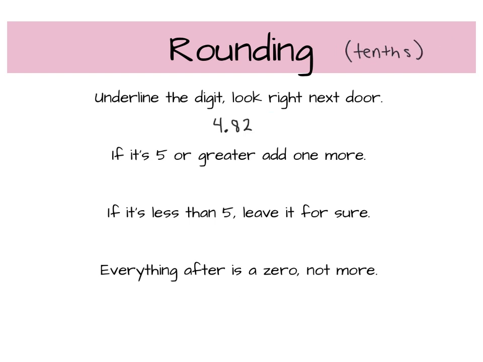And for our last example, we're going to look at 4.82, and we're going to round to the tenths position. We'll first locate our tenths position and underline it, and look right next door. So if it's 5 or greater, we'll add one more, but it is not. So if it is less than 5, we're going to leave it. So the 4.8 will leave. And then everything after our place value would be a 0. 4.80, which is equivalent to 4.8.